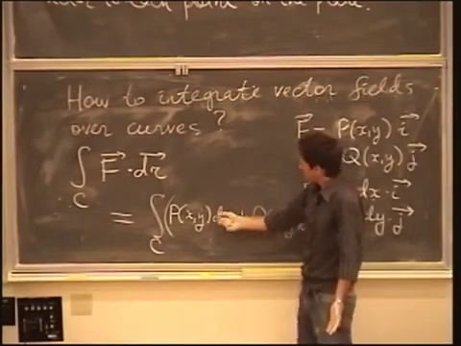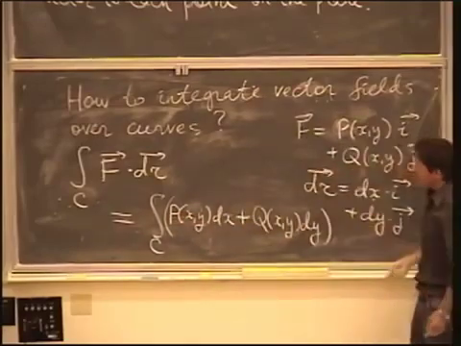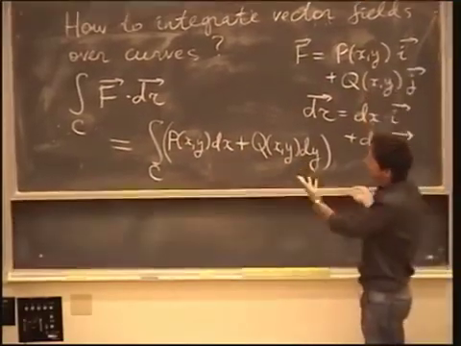Again, because you have dx and dy, and then each of them could come with some factor, with some function, which would be some function p and some function q.